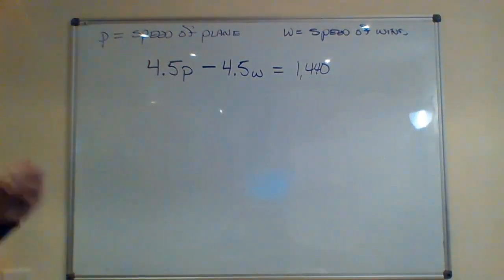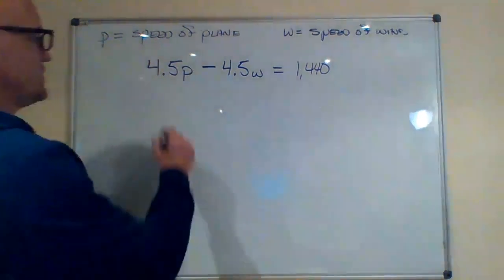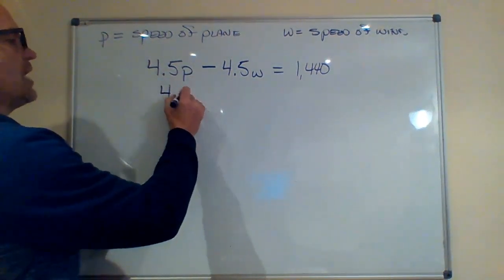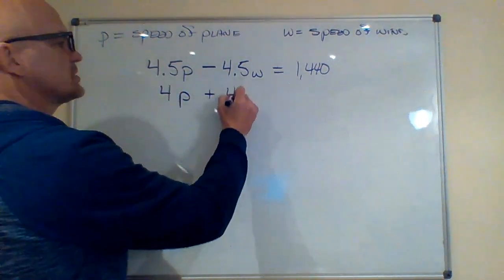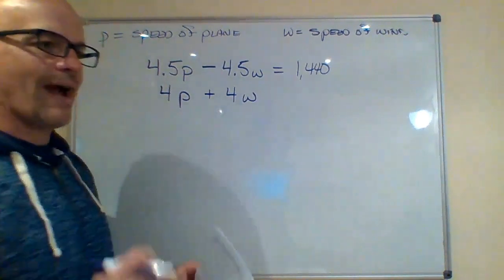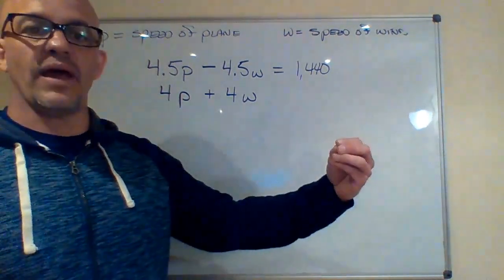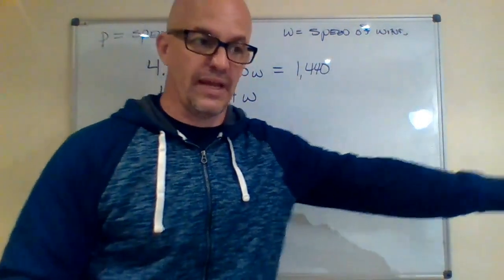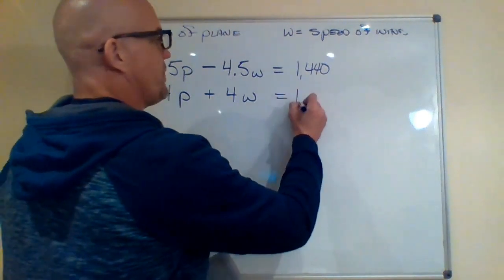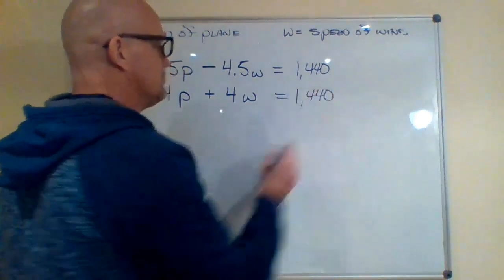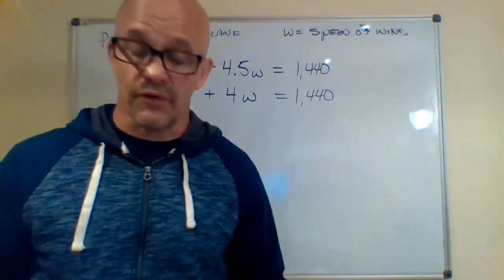On the return trip, now it's got the wind helping it, so it doesn't take as long. So this time it's 4 times P, and we're going to add to that 4 times W. It only took 4 hours on the return trip because now the wind's helping it. So it's as far as the plane went and as far as the wind pushed the plane. That's why we've added them together. And we also get 1,440 miles. So now we have a system. We can now solve this.